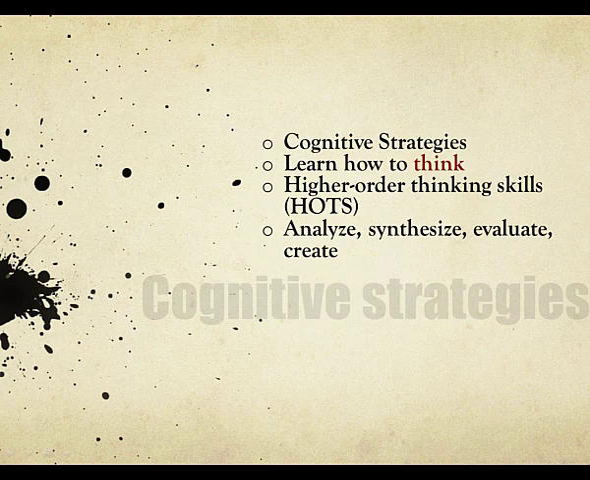Cognitive strategies are fairly direct. Some examples of cognitive strategies are practice, analyzing, inductive inference, deductive reasoning, clarification, and memorization. Teachers using these strategies are helping students learn how to think. Sometimes these are grouped together and called higher order thinking skills, with the acronym HOTS.